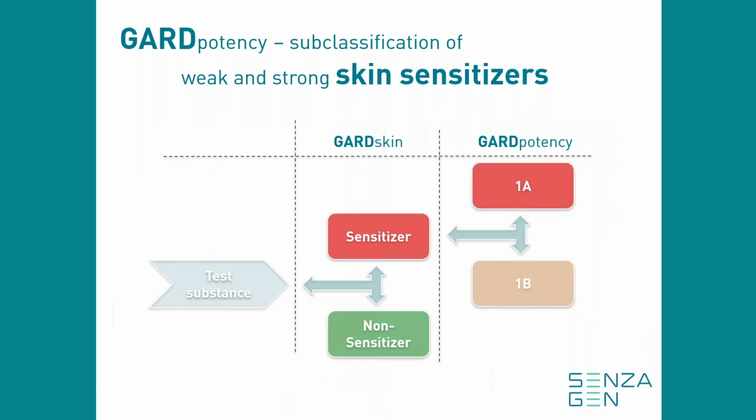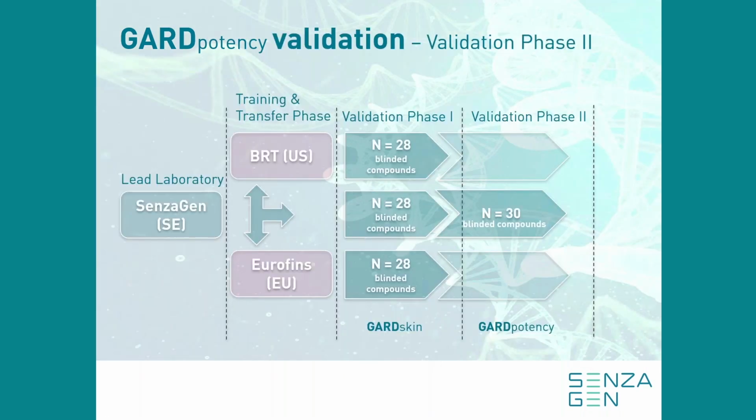So the intended use of this signature is within a tiered strategy, where you basically identify your skin sensitizers first in the GARD skin assay, and then you further subclassify your compound as strong and weak sensitizers in the GARD potency assay. With this potency assay, we are also moving towards formal regulatory acceptance.